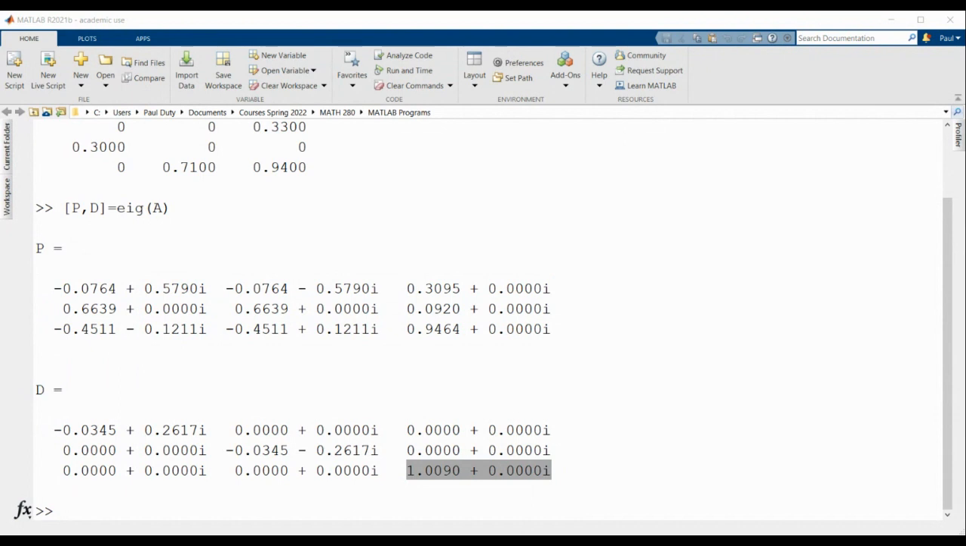The matrix P contains the eigenvectors, just like section 5.3: if A is diagonalizable, A equals the matrix P times the matrix D times P inverse. The matrix D contains the eigenvalues along the diagonal, and the matrix P contains the corresponding eigenvectors. That's why I'm using the letters P and D in this case. Okay, very good.